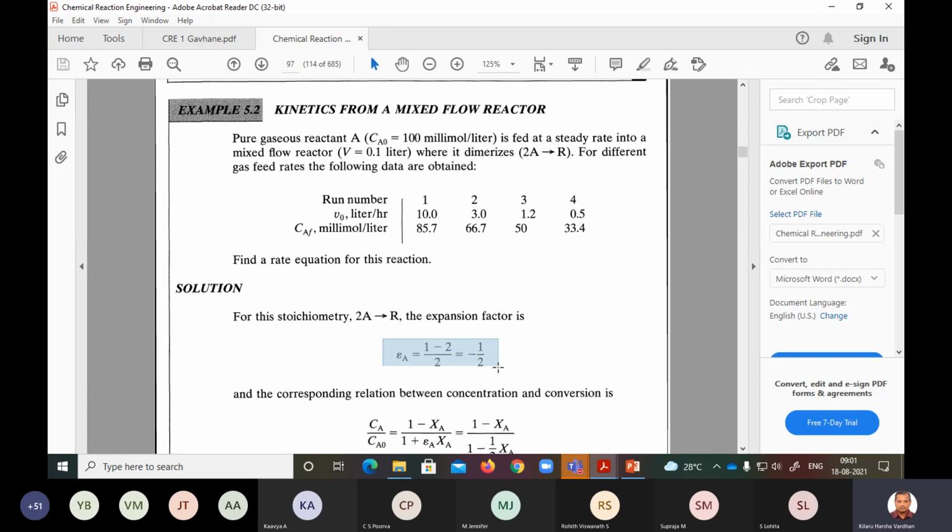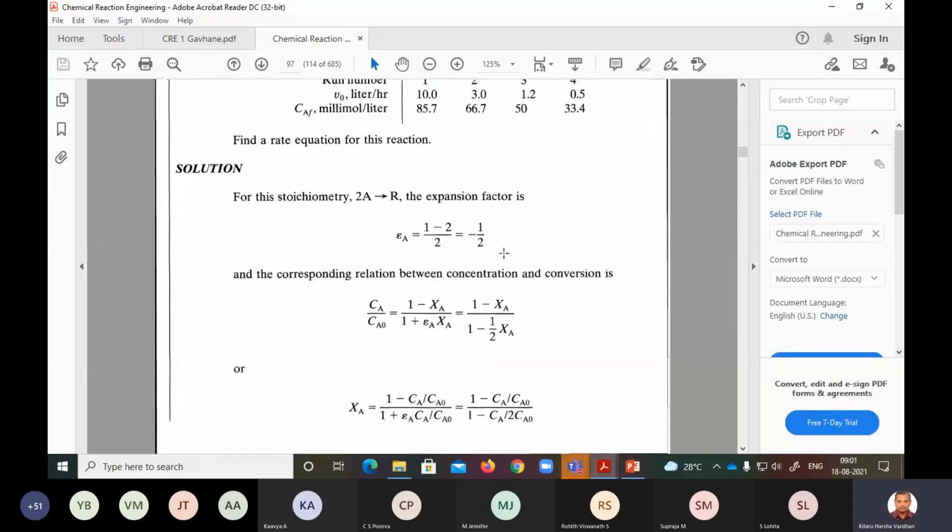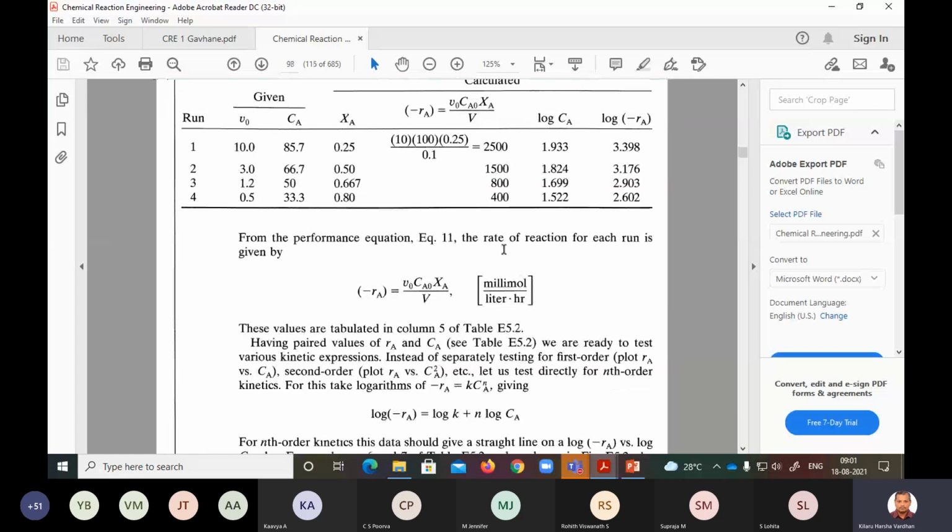The important catch is this. Some people miss calculating epsilon A, because here a gaseous component is given, right? The rest of the thing is you have to draw a graph. That's the big thing. So Ra is this expression. We know V naught, Ca naught, because V naught into Ca naught is Fa naught. So V by Fa naught is Xa by minus Ra. You rearrange that equation to give you this. Fa naught we are not putting because your volumetric flow rate is given. If he is giving you molar flow rate, then no need to have volumetric flow rate. You can put Fa naught by V. That's up to you, right?